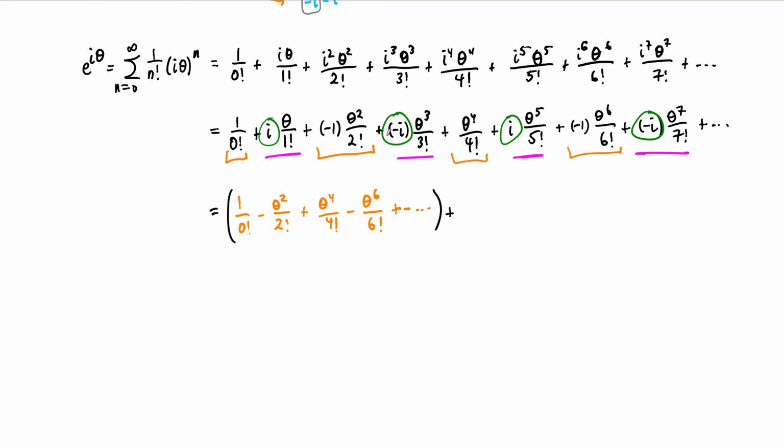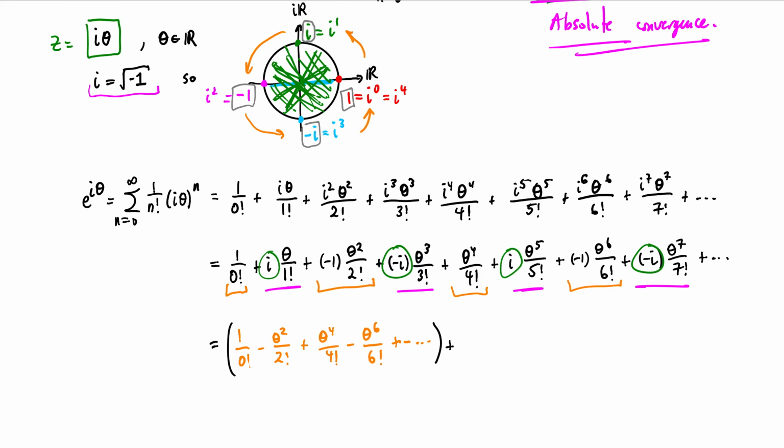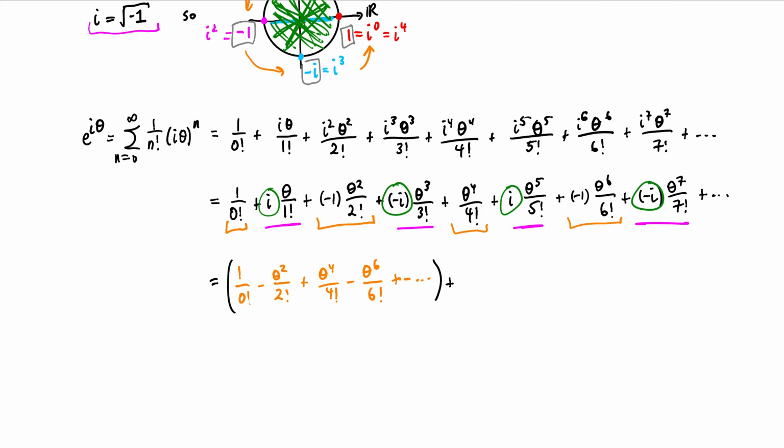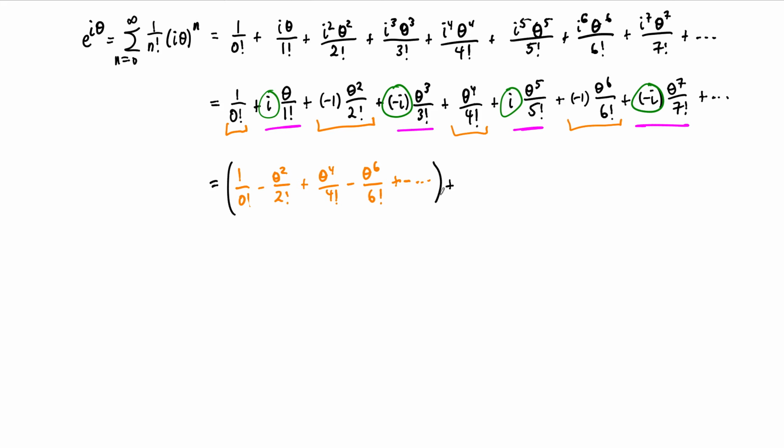Remember, i is a complex number, but it's just a number, right? It's a constant. So it can be factored out of this sum, and we can write this as i times big parentheses again, times all the terms that are left over, and these are alternating, right? We have plus, minus, minus. It's the same situation, right?